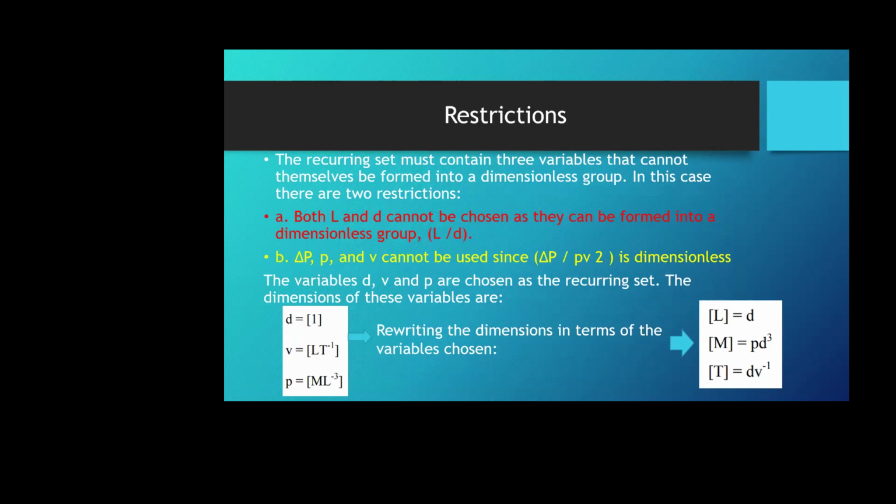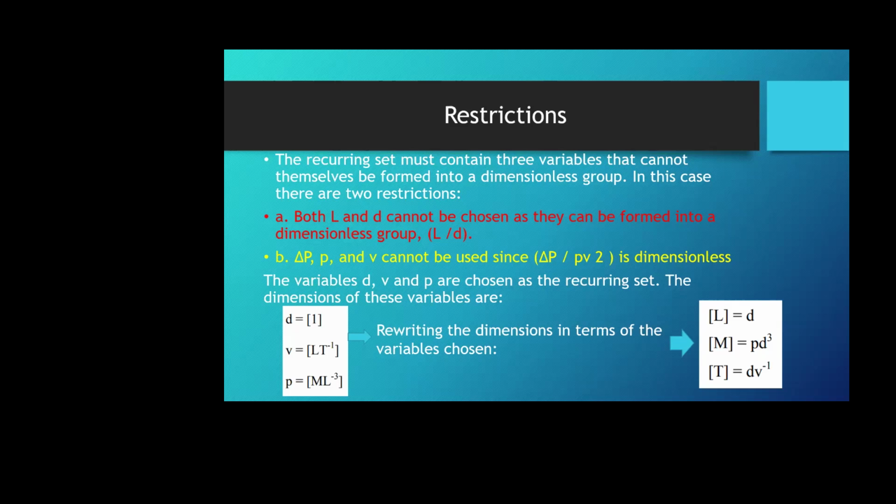Well, there are some series of rules, but let's look at an example. For example, the recurrent set must contain 3 variables that cannot themselves be formed into a dimensionless group. Both L and D cannot be chosen, because they can be formed into a dimensionless group by themselves. Delta P cannot be used either. Anyway, you have to select three variables: D, V, and P.